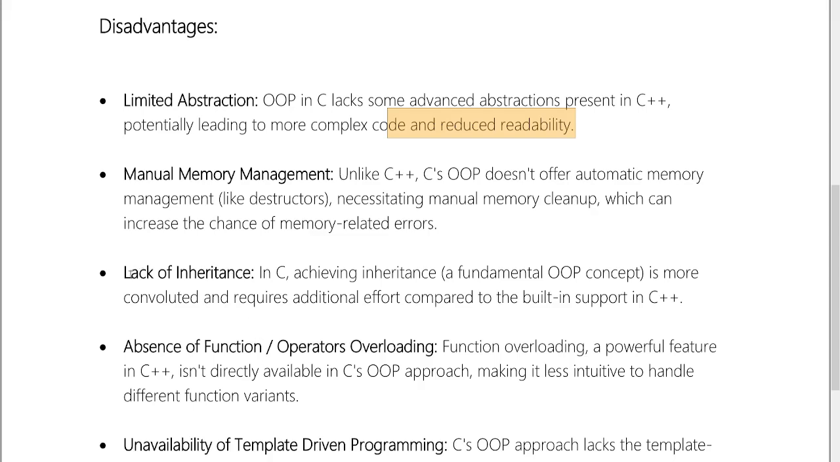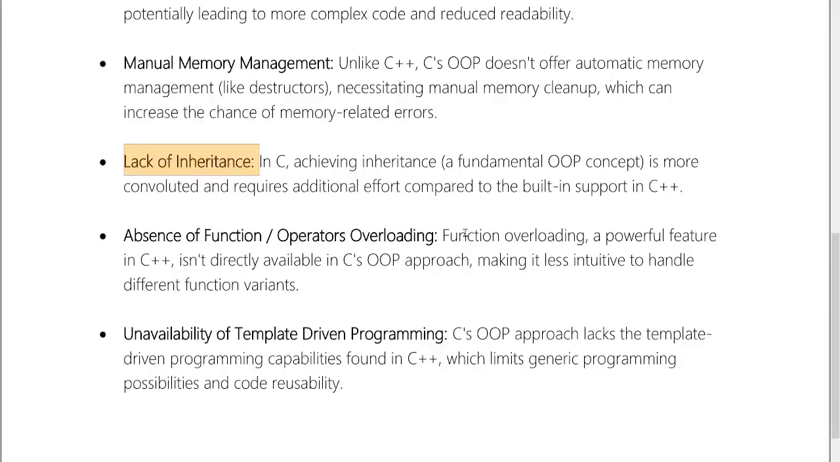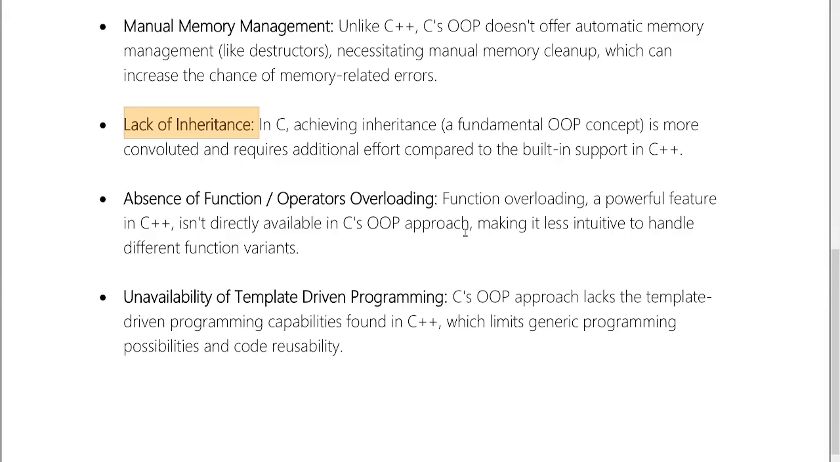And there is a lack of inheritance. We can create inheritance in C as well, but inheritance in C++ and Java, like modern languages, is really easy to do. There's built-in support in C++, and C does not have that. So we'll have to do it manually.